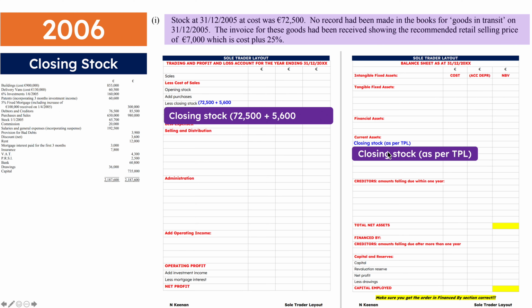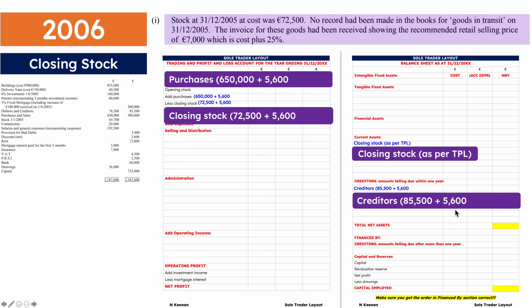We put the closing stock as per the TPL into the current assets, and then we add the 5.6 to the purchases figure, and we also add it to the creditors figure.